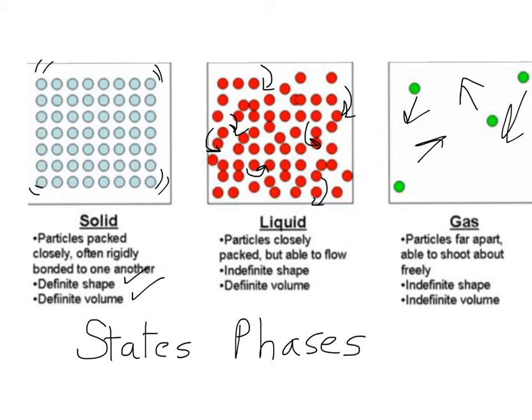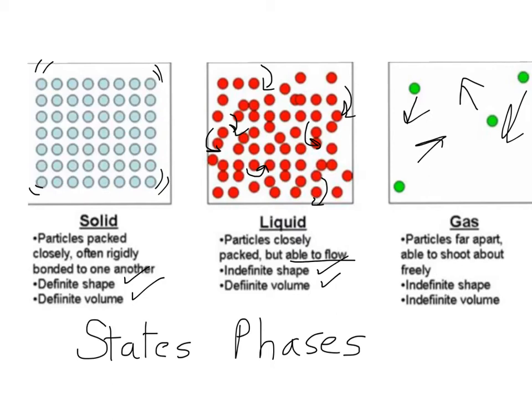Liquids, on the other hand, the particles are still pretty close together. They're still packed together, but they're able to flow. They have that rotational motion. And because of this, their shape can change if you change containers. You can pour a liquid from one container to another, and the shape will totally change. However, the amount of space the liquid takes up is still determined and fixed. It's still definite. You can't pour it from one container to another and have suddenly more liquid.